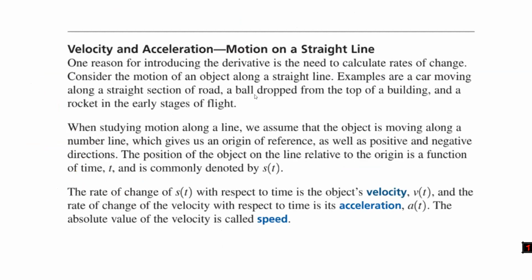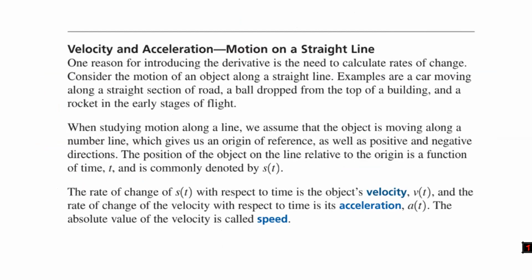So here, let's talk about velocity and acceleration. Motion on a straight line. One reason for introducing the derivative is the need to calculate rates of change, as we discovered before. Consider the motion of an object along a straight line. Examples are a car moving along a straight section of a road, a ball dropping from the top of a building, and a rocket in the early stages of flight.